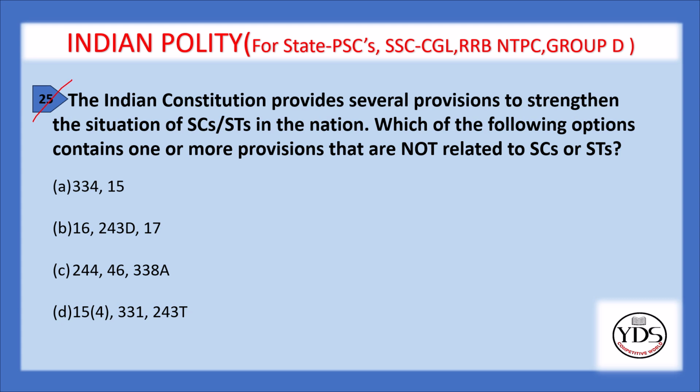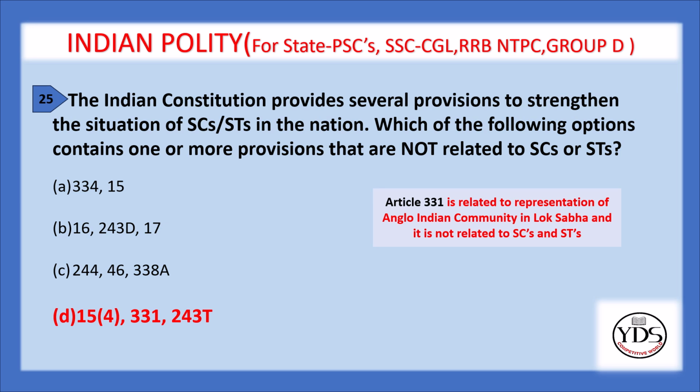Question number 25. The Indian Constitution provides several provisions to strengthen the situation of SCs, STs in the nation. Which of the following options contains one or more provisions that are not related to SCs or STs? Option A 334(15), option B 16, 243D 17, option C 244, 46, 338A, option D 15(4), 331, 243T. Option D 15(4), 331, 243G is the correct answer. Article 331 is related to representation of the Anglo-Indian community in Lok Sabha, and it is not related to SCs and STs.